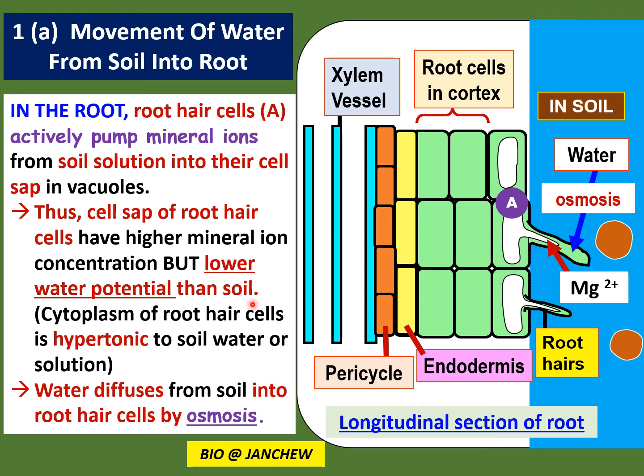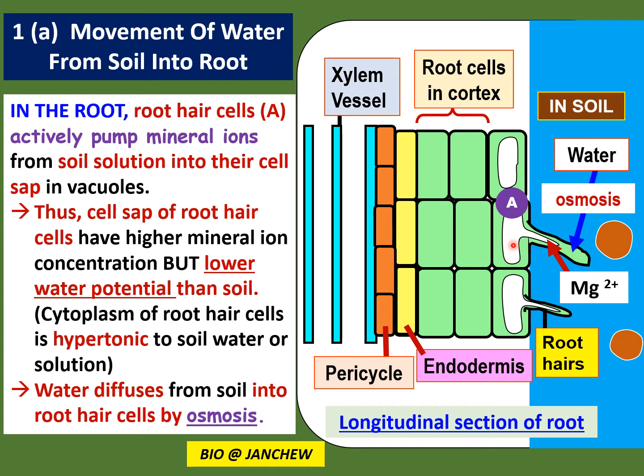Now remember, the concentration of mineral ions and the concentration of water in the cell sap is just like the opposite of each other. If one is higher, if the mineral ion concentration is higher, then the concentration of water will be lower. Thus, there will be lower water potential in the cell sap of the root hair cells, okay, due to its high mineral ion concentration.